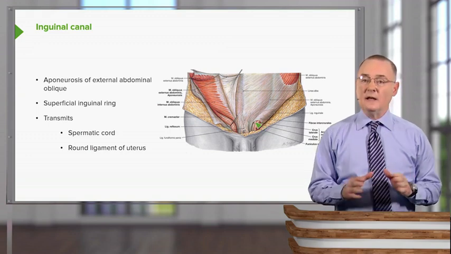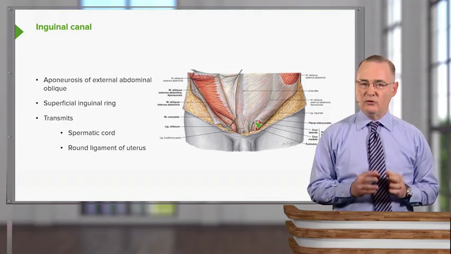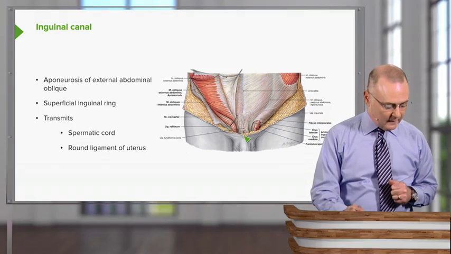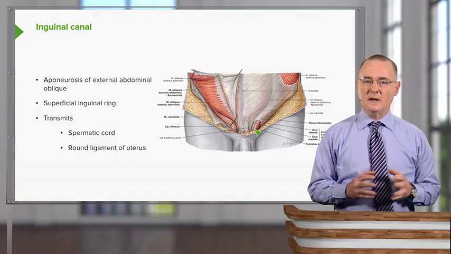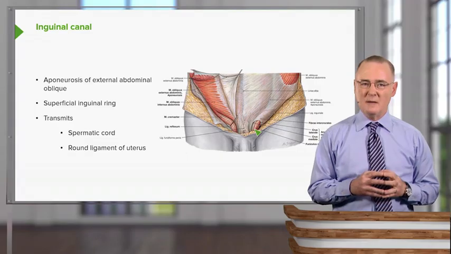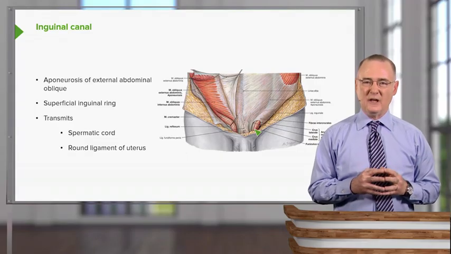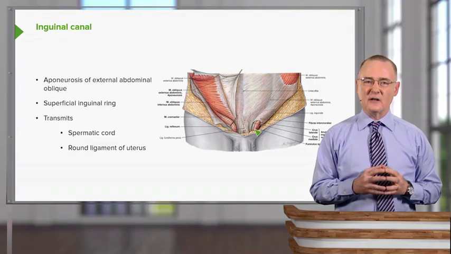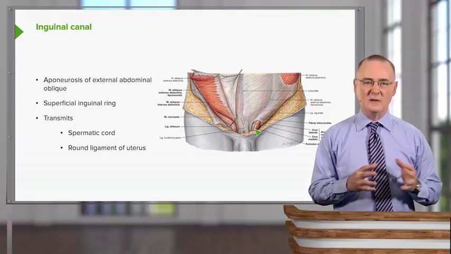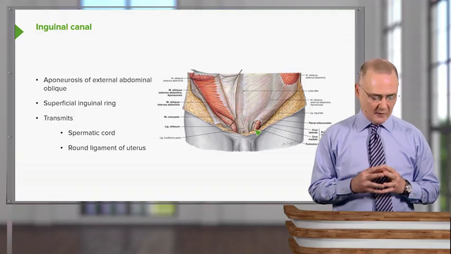The inguinal canal transmits two major structures, the spermatic cord in the male, and it also transmits a supporting ligament of the uterus in women, referred to as the round ligament. There are certainly some other structures that are transmitted, but for this overview presentation, this will suffice for now.